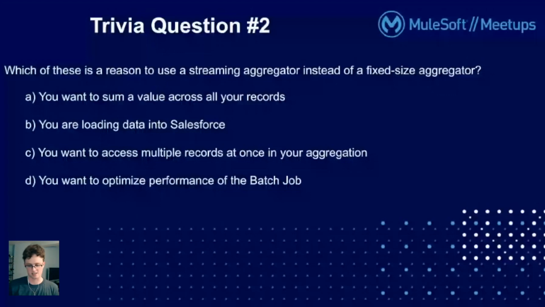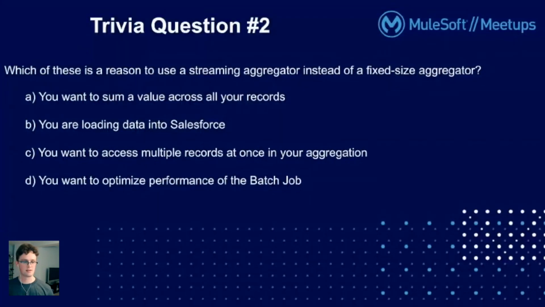So you can't access multiple records, whereas with a fixed size aggregator, you have that random access. You can't access any of the records that it's picked up. And then finally, optimizing performance. Again, the streaming aggregator has a performance hit. It's going to be slower, no matter your settings on your fixed size aggregator.